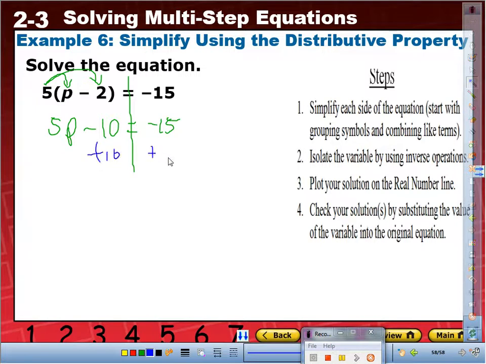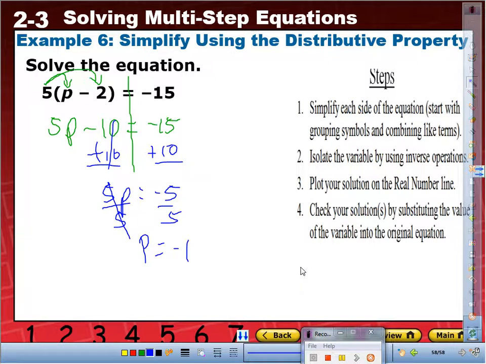We add 10, we add 10. Once again, if you don't see it like this, write it out. We're left with 5p equals negative 5. Divide by 5, divide by 5. P equals negative 1. And look at this next one.